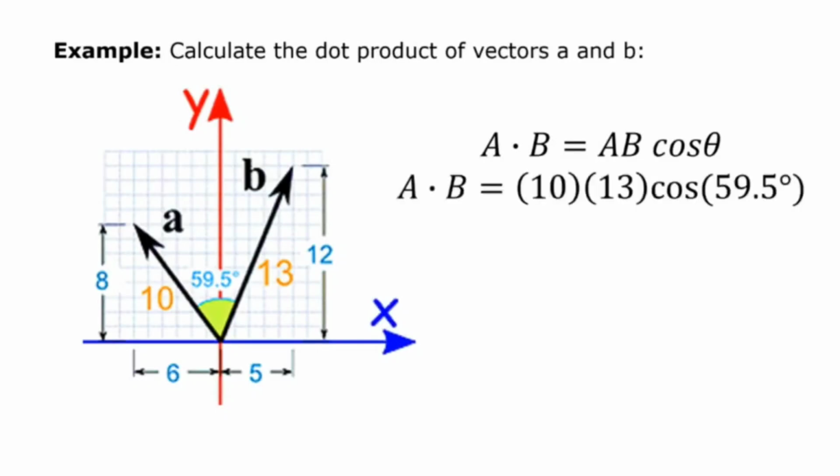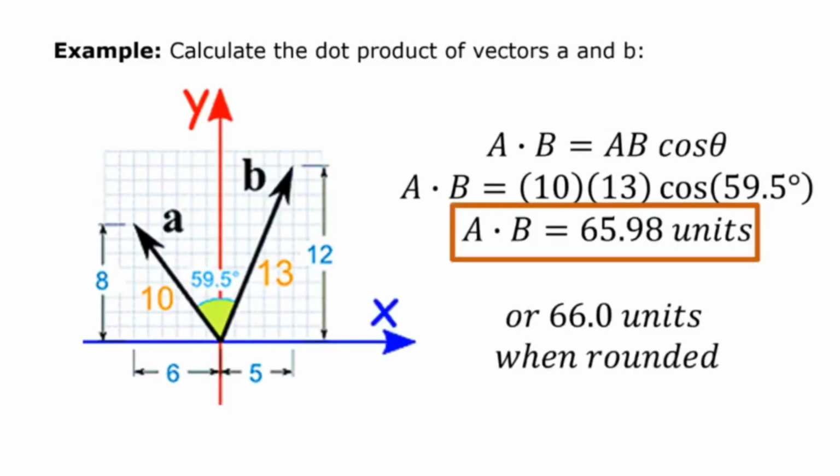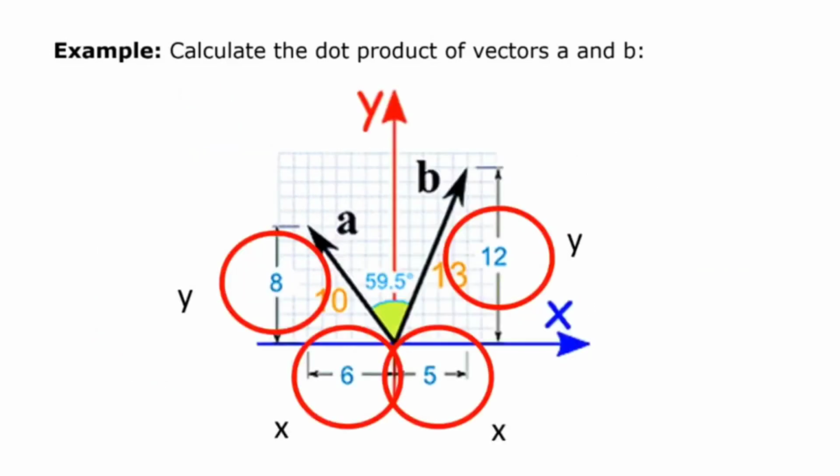Substituting the magnitudes of A and B into our formula, we can write A dot B equals 10 times 13 times cosine 59.5. So, A dot B, or the dot product of A and B, is equal to 65.98, or 66 when rounded. Furthermore, if we look at our given illustration again, we can notice that the magnitudes of the x and y components of the vectors are also given.